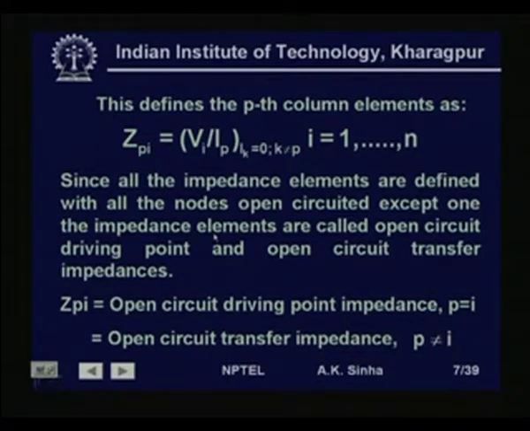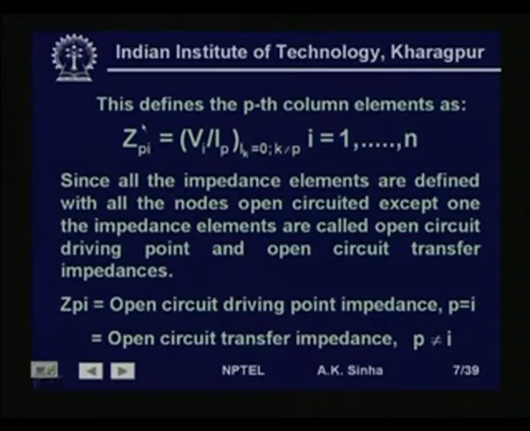That is, what we have done is, except for the bus P, all other buses are open. So, the impedance that we are getting here, we call them as open circuit impedances. That is, we get the impedances. These impedances are called open circuit driving point impedance or open circuit transfer impedance. That is, ZPI is equal to open circuit driving point impedance when P is equal to I.